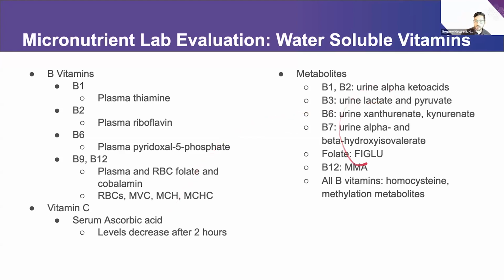You could also look at metabolites that can infer these nutritional statuses. So B1, B2, urine alpha keto acids. For B3, you can look at urine lactate and pyruvate. For B6, xanthurenate or kynurenate. If these are elevated, it's usually associated with B6 deficiency. For B7, urine alpha and beta hydroxy isovalerate.